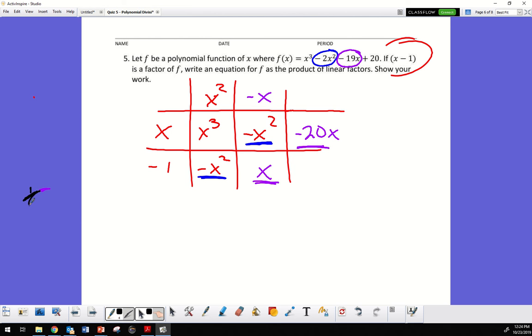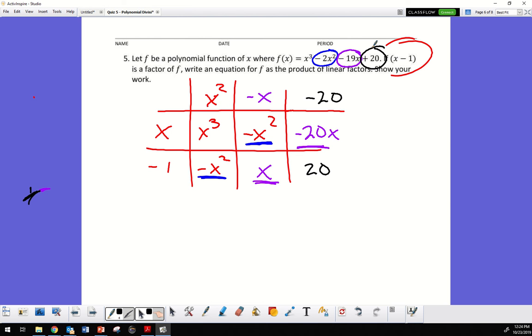All right, now, again, my something. The something times x is negative 20x. Negative 20. Okay, and then multiply down. Positive 20. Did I get it right? Yes, I did get it right. So this one comes out to be there. So now it works out. It is a factor, so that does work out.